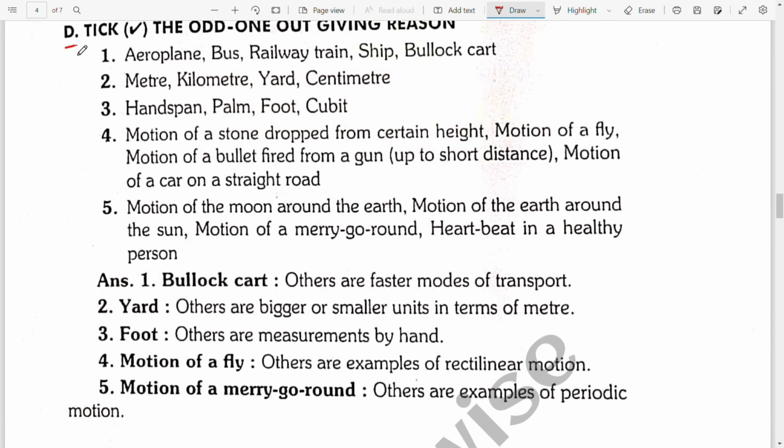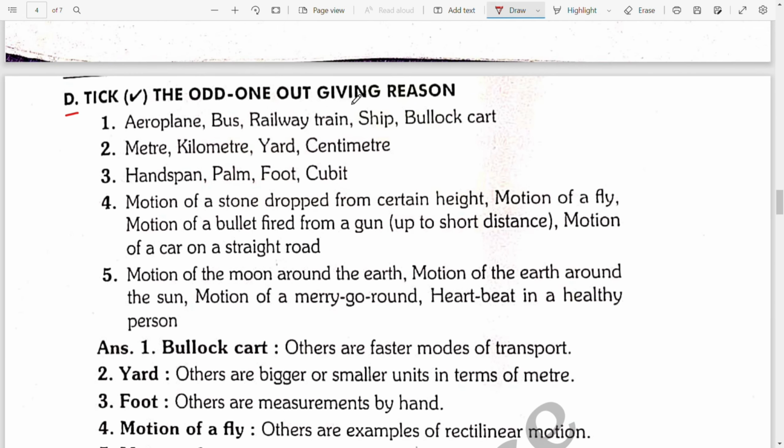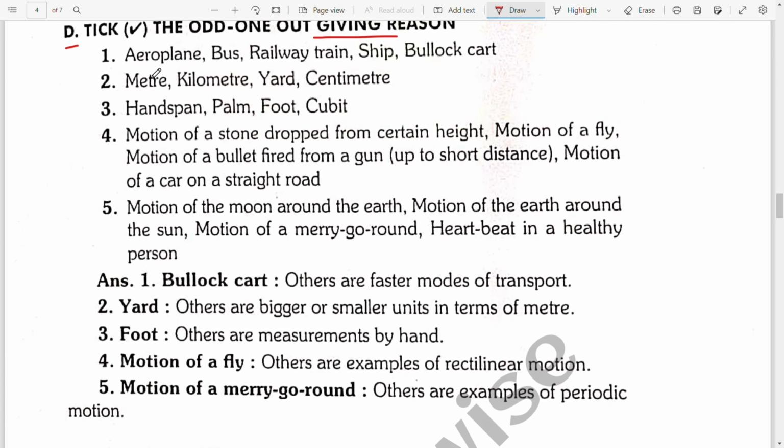Now question number D. Tick the odd one out and give the reason. In question number 1: aeroplane, bus, railway train, ship, bull cart. You have to tick the odd one out. Here the odd one out is bull cart. Why is it the odd one out? You have to give the reason also.